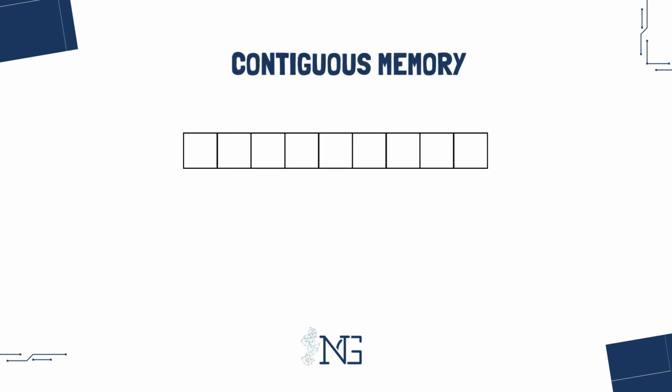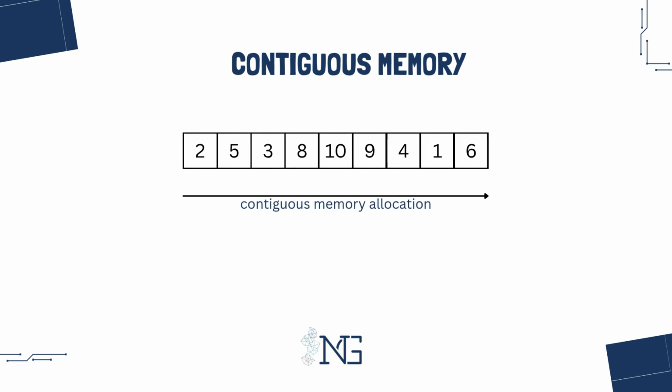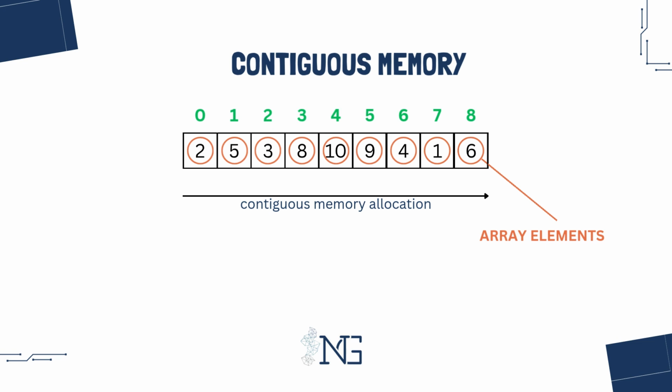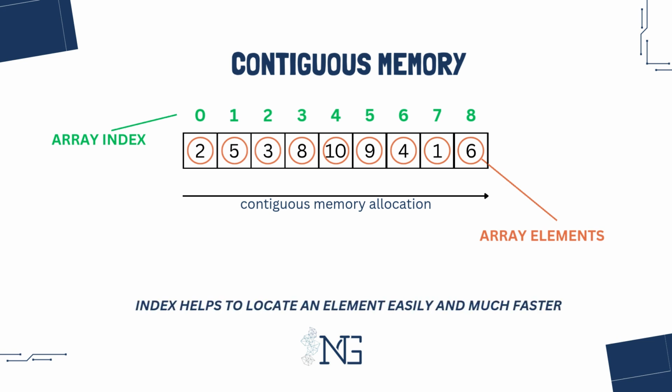This is how an array stores data in contiguous memory, which simply means the elements are placed side by side, one after the other. Each box you see here holds a value, called an element, like 2, 5, 3, and so on. Above each element, there's a number, starting from 0. This is called the index. The index helps us locate each element in the array.